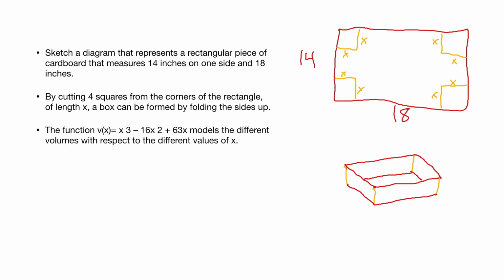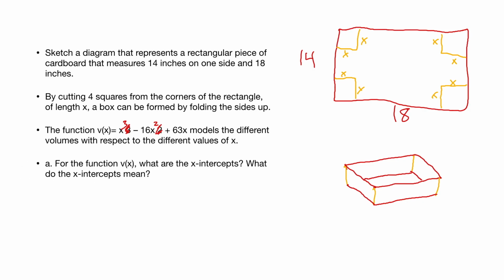So the function V of x equals x cubed minus 6x squared. Ooh, this looks gross. I needed to change this. x cubed minus 16x squared plus 63x models the different volumes with respect to the different values of x. So our first question is, for the function V of x, what are the x-intercepts? And what do they mean?